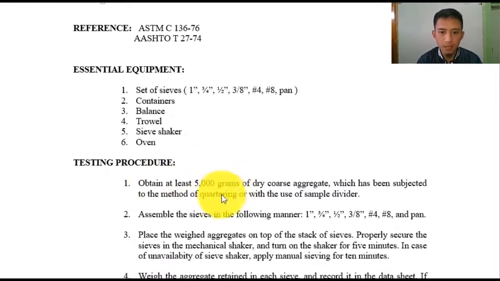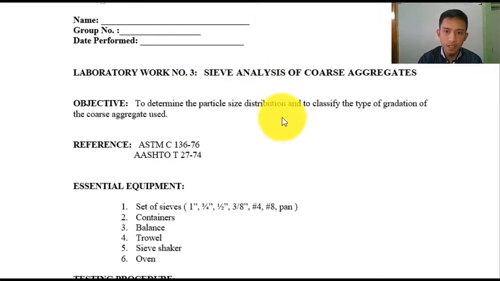Obtain at least 500 grams, but as I've said previously, our balance can only take up to 4,000. So we will consider less than what is required. But supposedly, if you're going to do this exactly, you need 500 grams and above, or 5 kilograms. This is only to illustrate how you will do this grading of coarse aggregate.